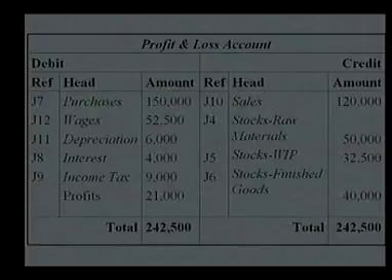Now depending on the balance brought down values, the different journal entries are recorded either on the debit side or on the credit side. For example, purchases is recorded under debit side, amount is 150,000, wages 52,500, depreciation, interest, income tax, all recorded under debit side. Now if you look at the credit side, there are sales, stocks of raw material, stocks of work in progress and stocks of finished goods.